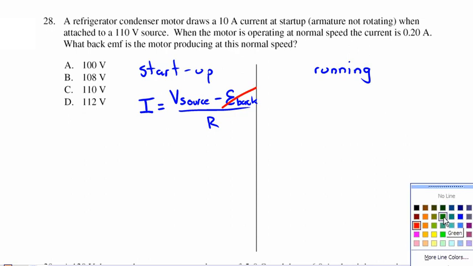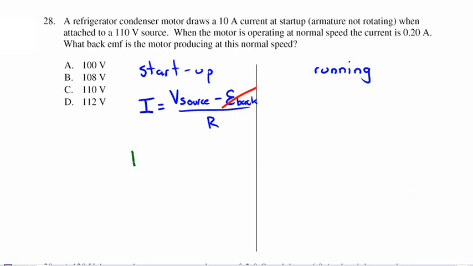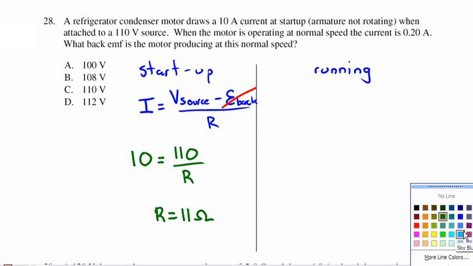If we were to throw in the information that we've got, we know that we have 10 amps at startup. We also know that we've got a 110 volt source, and then there's the resistance of the coil of the motor. So swinging that around, that's a pretty easy one to solve. Looks like the resistance of the motor has got to be 11 ohms. Now there are a couple of things that you can take with you across this line dividing startup and running. One of them is the source voltage, and the other one is the resistance of the motor.